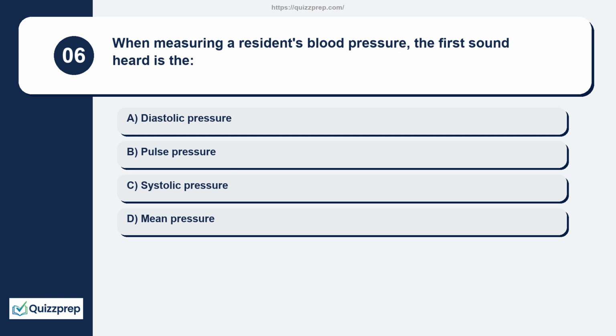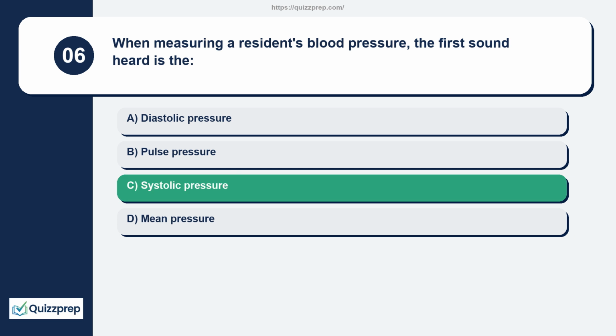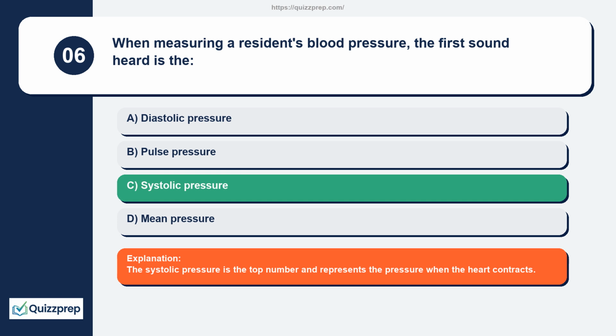Question 6. When measuring a resident's blood pressure, the first sound heard is the diastolic pressure, pulse pressure, systolic pressure, mean pressure. The systolic pressure is the top number and represents the pressure when the heart contracts.